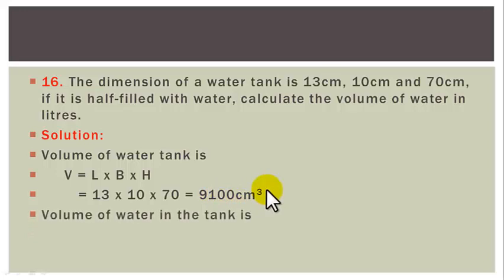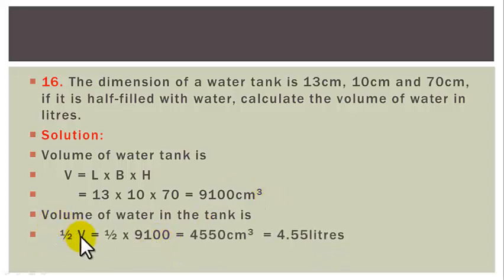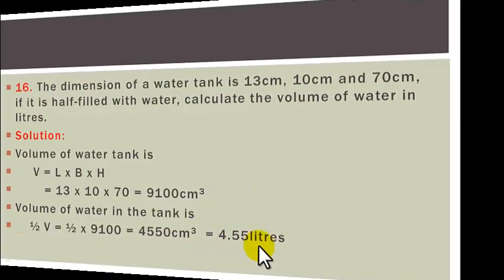Since this tank is half filled with water, the volume of water in the tank will be half times V, which is equal to half times 9,100. 9,100 divided by 2 will give us 4,550 cubic cm. But 1,000 cubic cm is equivalent to 1 liter. So therefore 4,550 cubic cm will be equal to 4,550 divided by 1,000, which is equal to 4.55 liters.